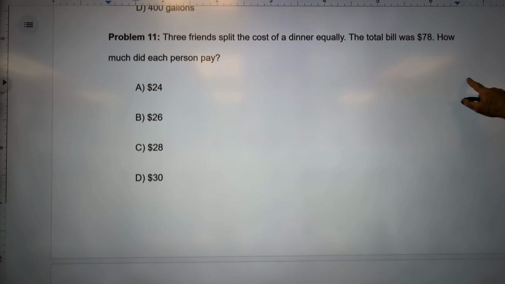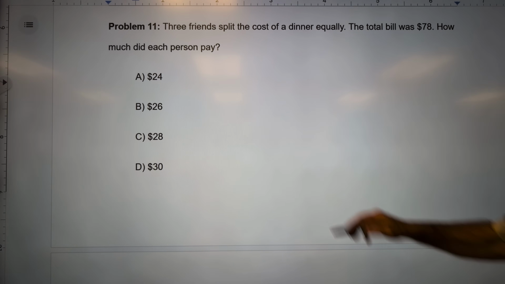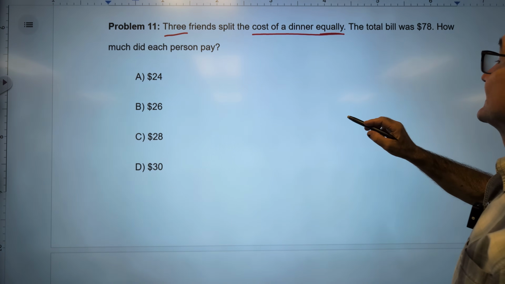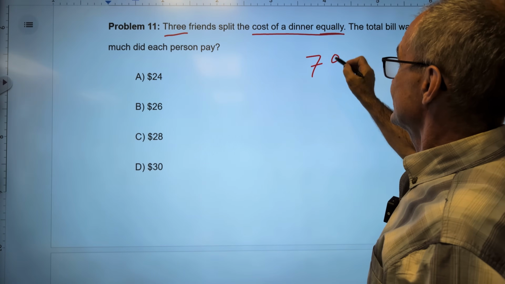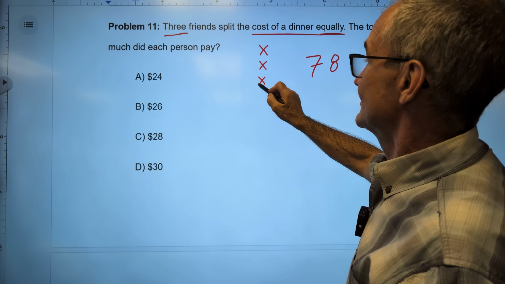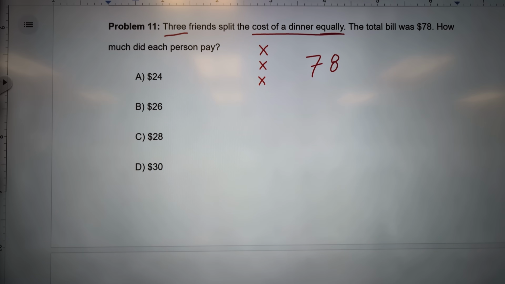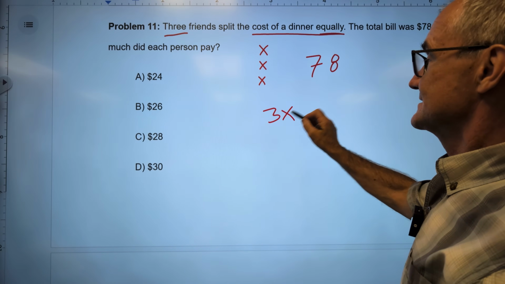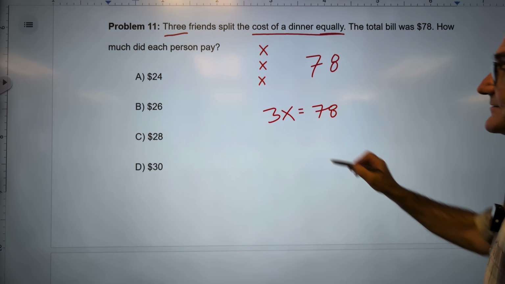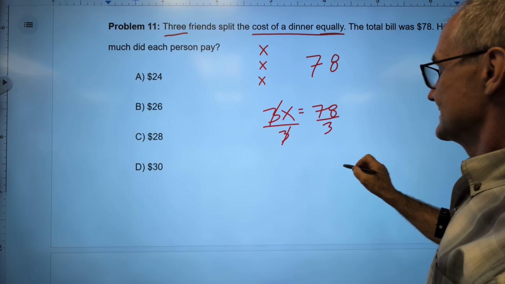Problem number 11. 3 friends split the cost of a dinner equally. The total bill is 78. So I have these 3 friends, they are equal. All 3 of them equal 78. So that means 3x is equal to 78. Then I have to get 3x by itself, divide both sides by 3. That gives me x by itself.